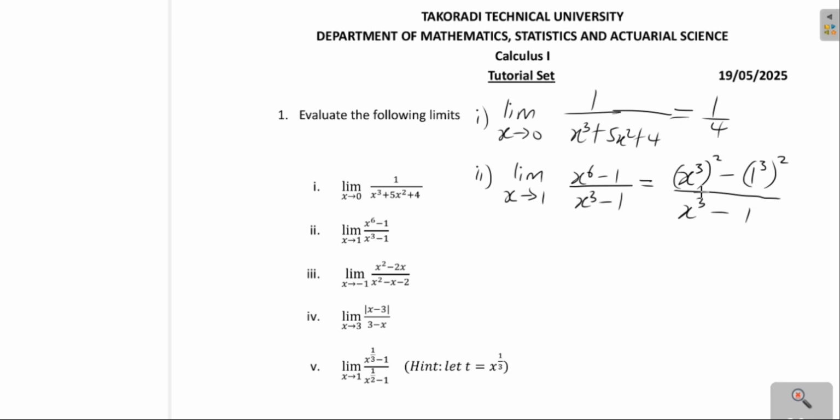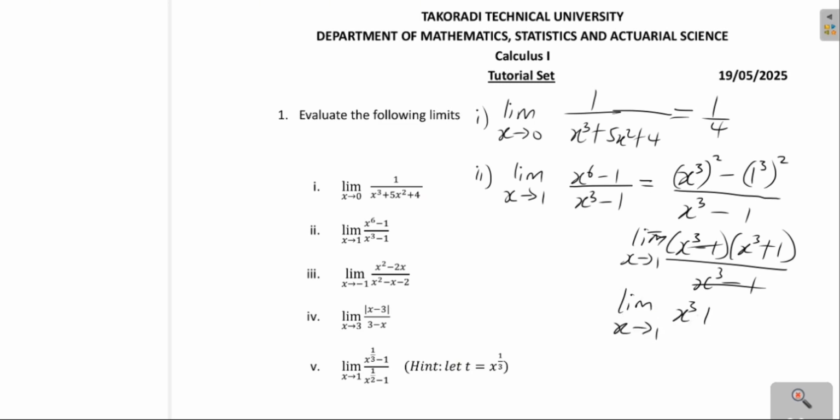And you can see from the numerator, we have a difference of two squares. So this is going to be x to the power 3 minus 1, then x to the power 3 plus 1, all divided by x to the power 3 minus 1. We are finding the limit as x approaches 1. And you can clearly see that this cancels this, and we are left with the limit as x approaches 1 of x to the power 3 plus 1. This is 1 cubed plus 1, and then the final answer is 2. So the limit of this expression as x approaches 1 is 2.